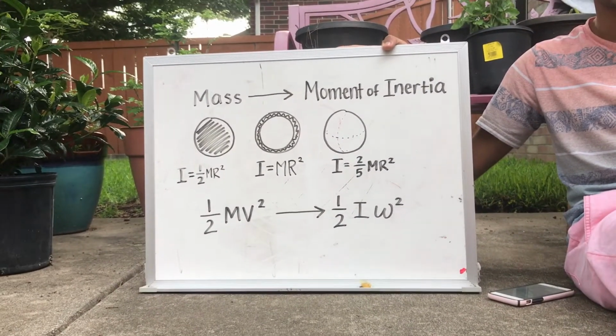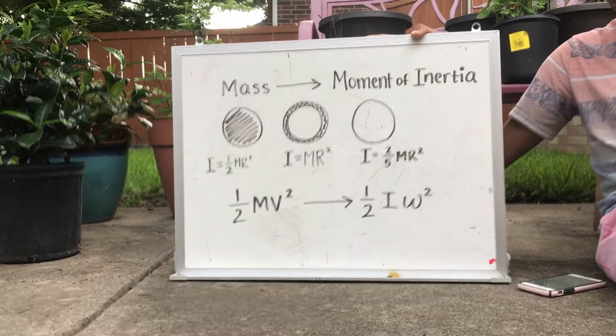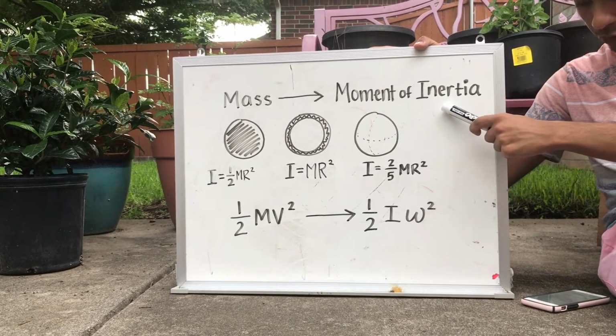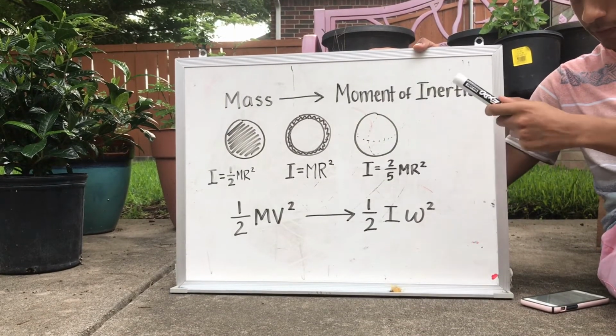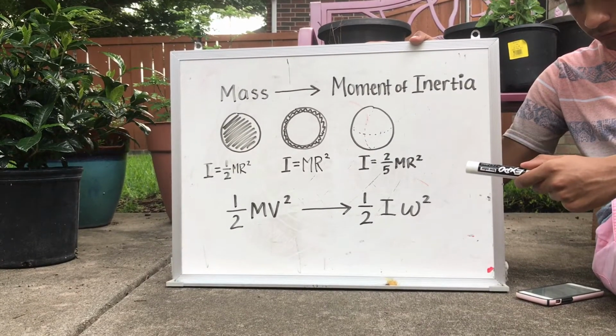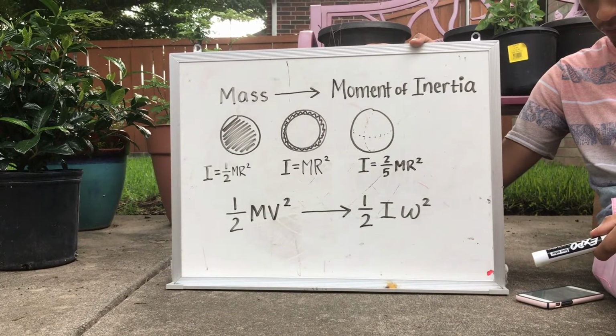For rotational motion, we need to account for more than just mass. Rotational motion is affected most by the distribution of the mass within an object, the moment of inertia, or rotational inertia. This is why a disk, ring, and sphere with the same mass and radius can roll at different speeds down a ramp. They have different moments of inertia because of their different shapes.